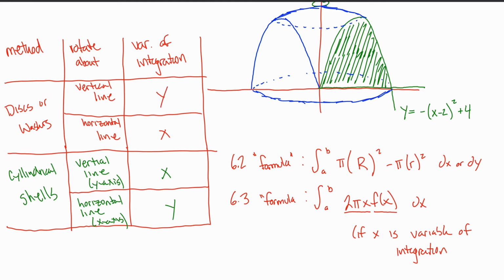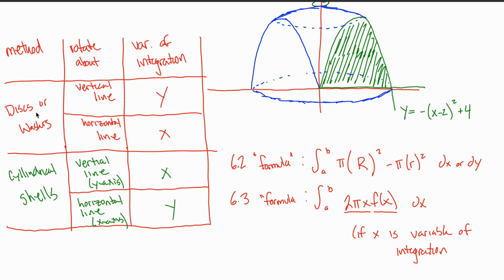And if you want, you could just memorize all this stuff like a chart. But if you can sort of understand why this all makes sense, that's ideal. With cylindrical shells, when we're rotating around a vertical line, then our different shells are infinitely thin in the x direction. Whereas with discs and washers, when we rotate around a vertical line, then our washers, which would lay flat this way, would be infinitely thin in the y direction.